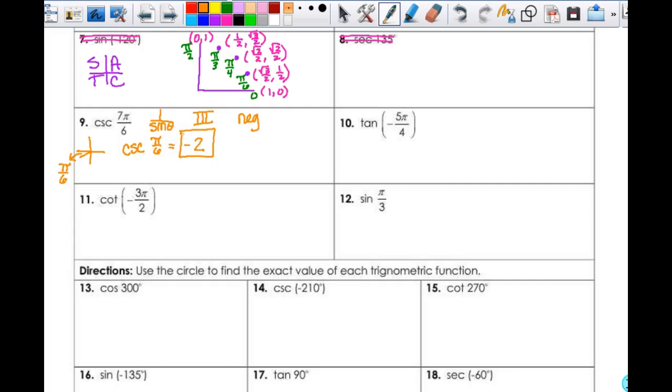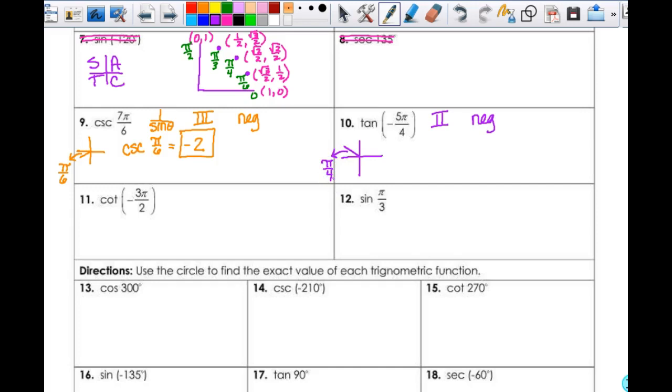So let's look at number 10. The tangent, so I don't have to worry about a reciprocal. 5 pi fourths. If it's a positive angle, I'm starting here and going counterclockwise. 4 pi fourths would get me here to pi, and 5 pi fourths gets me a little bit more. So I'm in quadrant 3, where tangent is positive but sine is negative. And my reference angle here would be pi fourths.